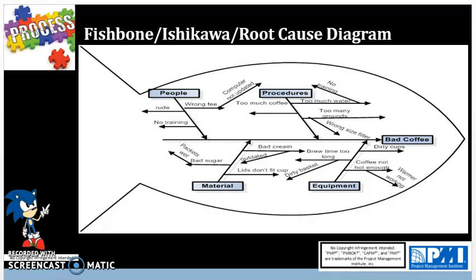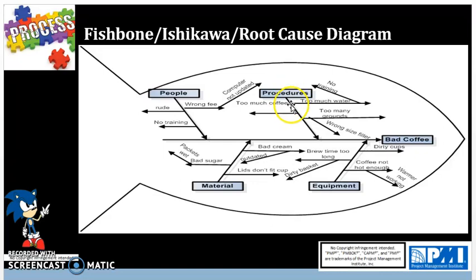This is an example of a fishbone diagram or root cause diagram that helps take the effect or experience, in this case bad coffee, and work backward to identify the primary and secondary causes of why the end customer is tasting the bad coffee. So you can see now that we can identify the causes of the risks and of the effects that we're facing. And the bad coffee is the effect. The root causes are coming from procedures, equipment, material, and people. These are the primary causes.